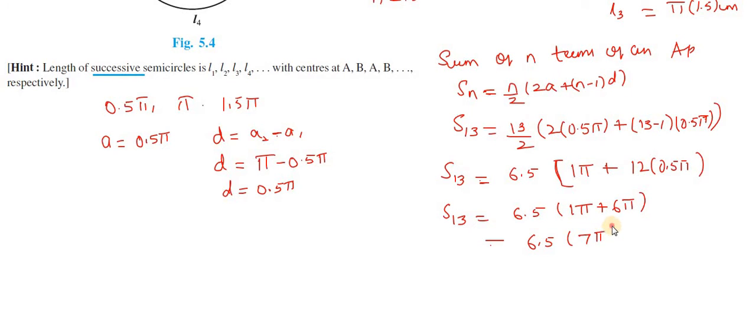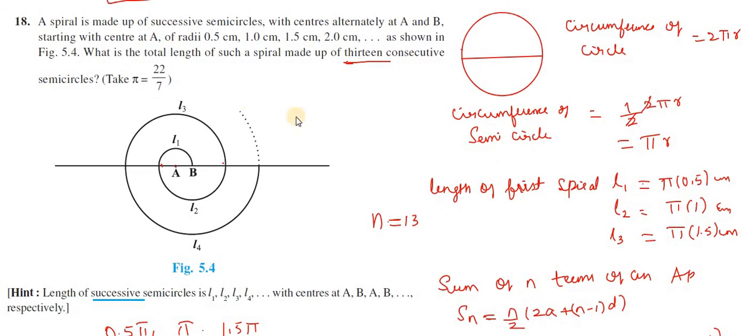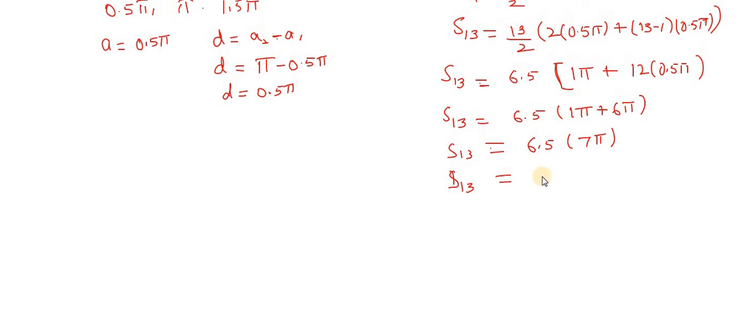6.5 into 7 pi. What they gave here is that the value of pi is 22 by 7. Use pi value 22 by 7. In the question they mentioned, take pi is equal to 22 by 7. So when replacing pi value as 22 by 7, 6.5 into 7 into 22 by 7.